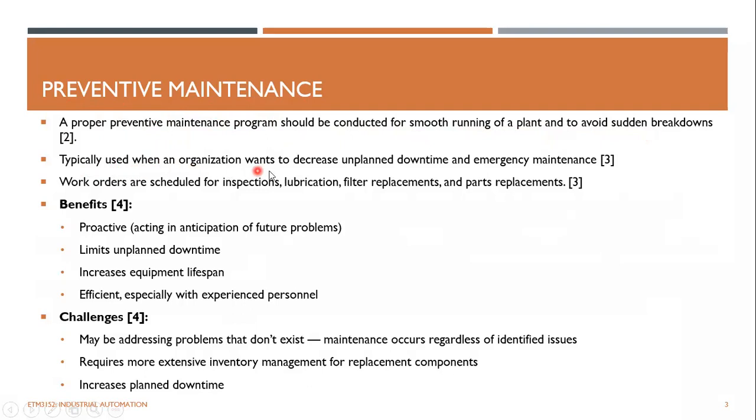It is typically used when the organization wants to decrease unplanned downtime and emergency maintenance. You just do the maintenance once a month or once in 6 months, so you don't expect anything to break down in this period, and that will reduce the unplanned downtime. The work orders are scheduled for inspections, lubrication, filter replacement, and part replacement. So you do your maintenance focusing on these sections, and it will be all good.